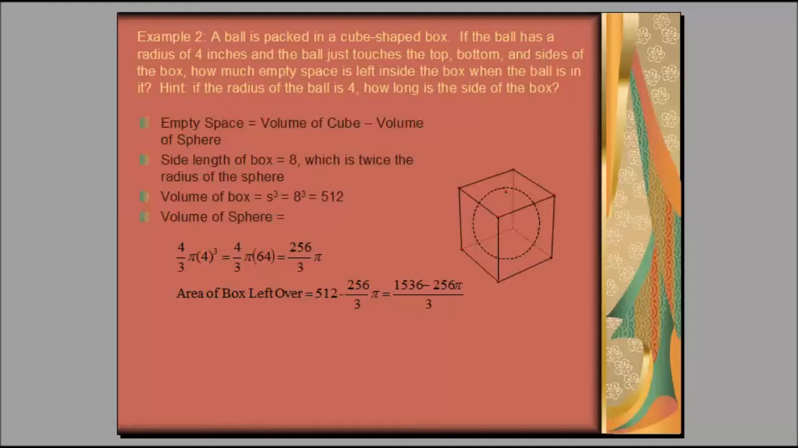However, it's not that simple, because the SAT will give you an answer in one term only. That means that it will all be over the same denominator. The common denominator is 3. Therefore, to have an equivalent fraction, we need to multiply 512 by 3. This will give us 1,536 minus the 256 pi all over 3, which is our answer.